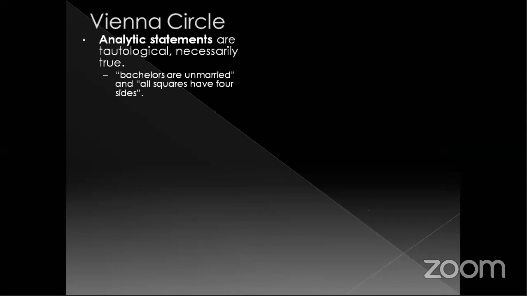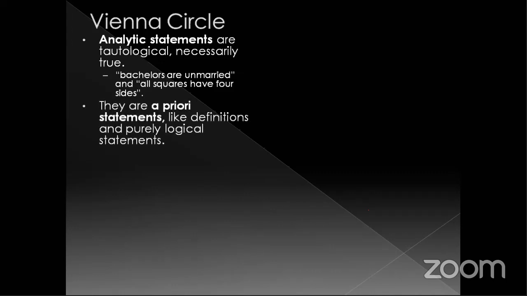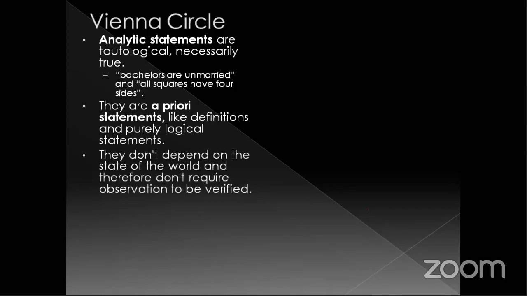So, analytic statements. Analytic statements are tautological, necessarily true. Bachelors are unmarried. All squares have four sides. So they are what we call a priori statements, like definitions and purely logical. And you cannot refute these things. They don't depend on the state of the world and therefore don't require observation to be verified. I mean, you don't have to verify these statements, whether bachelors are unmarried or all squares have four sides. There is no need for them to be verified.